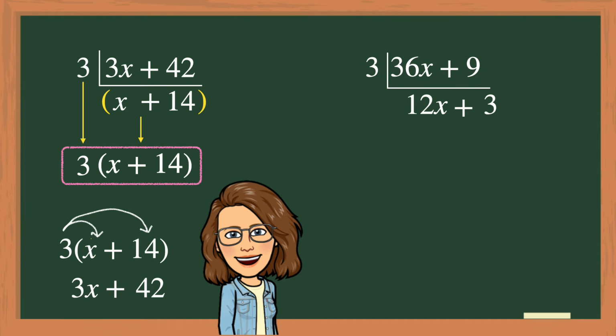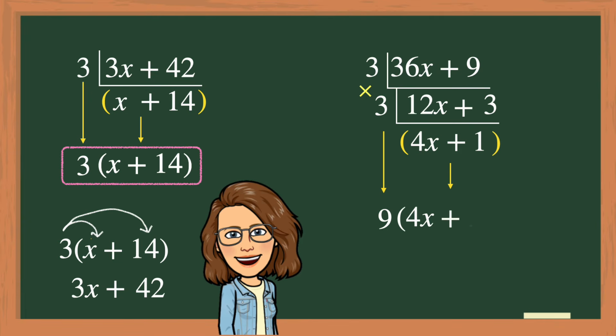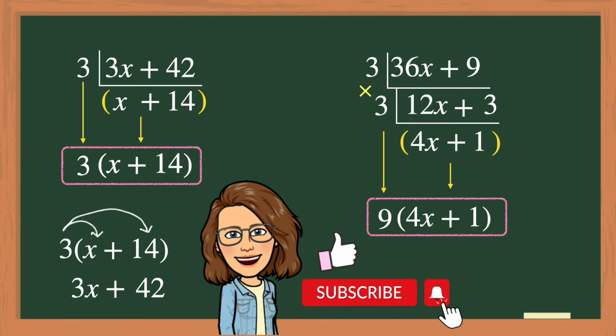Looking at 12x and 3, I see that they also share a common factor of 3. Dividing 12x by 3, I will get 4x, and 3 divided by 3 is 1. Now, since 4x and 1 do not share any more common factors, I will multiply the 2 shared factors of 3 to get 9, and I'll place parentheses around the 4x plus 1 and bring it down. And that's all there is to it.